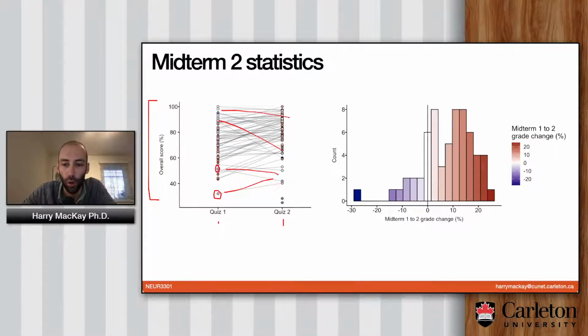Here's a histogram showing the same sort of thing. On the x-axis of the histogram, we have the change in percent from midterm 1 to 2. So anybody on the positive end of this had their mark go up on the second midterm, and anybody on the negative side had their mark go down. And then the bars are simply colored by the percent change to give it a bit more visual flair. So you can see many people went up by 10 to 15 percentage points compared to the first exam, which I think is quite a nice improvement.